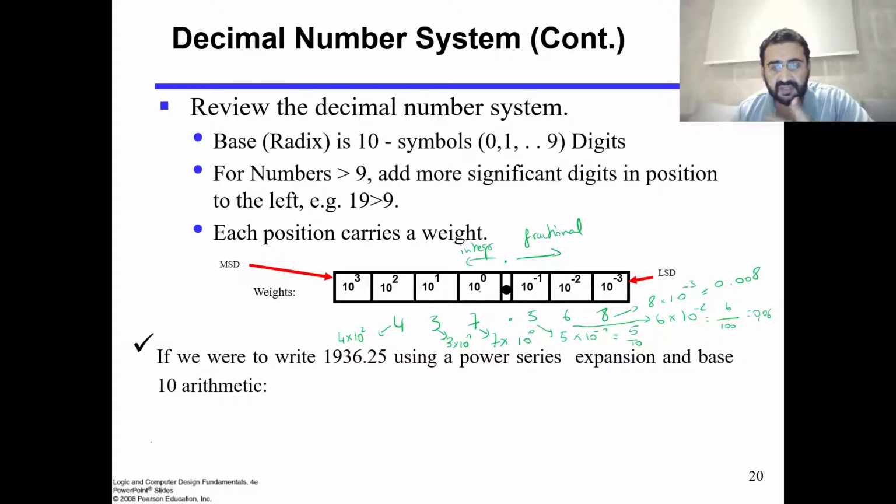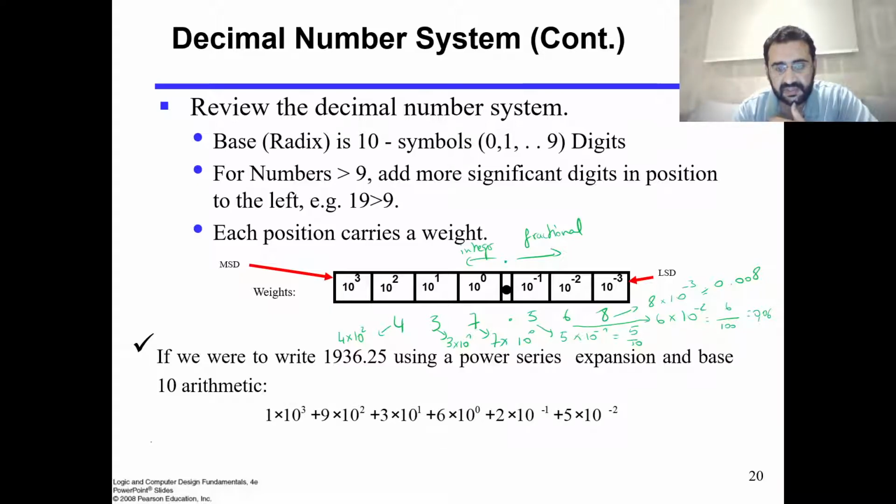So this is a positional system, and all the other systems are also positional systems, which means that they also use these positions to represent weights. Each number will have a weight according to the position where it is placed. So if you want to get the real value, it is the sum of every digit here. For example, 1936.25: the one is at the fourth position, so the one has the weight of 10 to the power of 3, and so on.